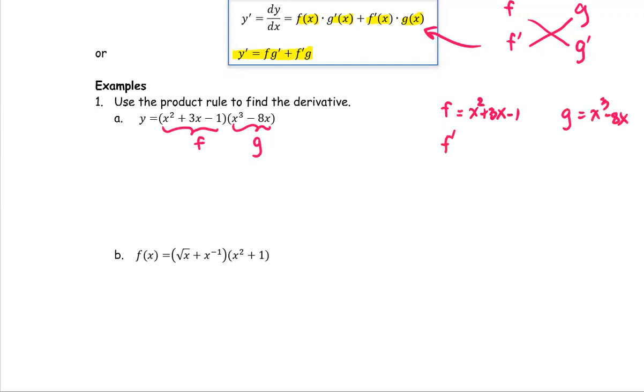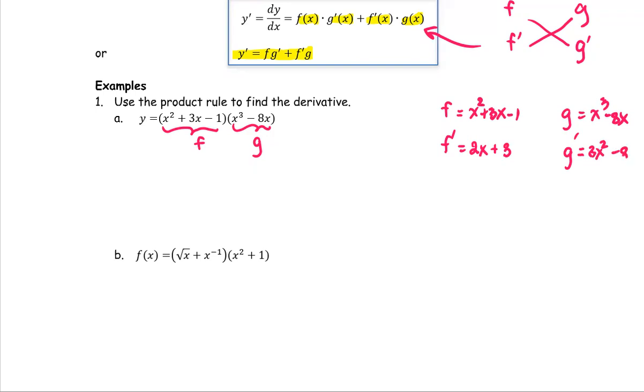Find f prime. Using the power rule for the first term, we get 2x, and with the constant multiple for the second term, we get 3, and the derivative of the constant gives 0 for the last term. For g prime, the derivative of x to the third is 3x squared, and the derivative of negative 8x is negative 8.